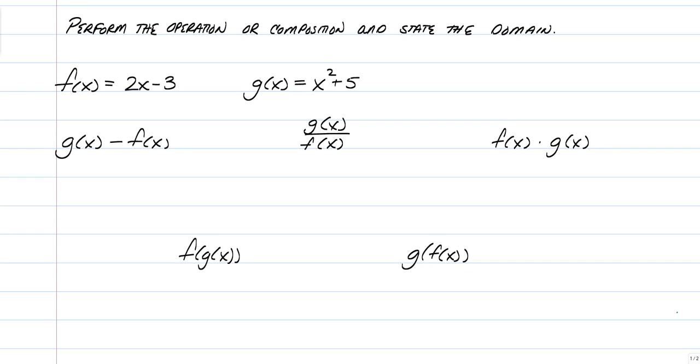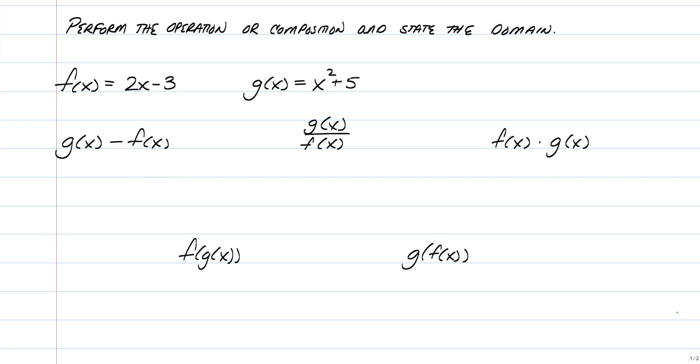So now we're going to talk about performing operations or compositions, and then we're going to state the domain. So that's why we had to talk about domain first. But this part's actually really not that bad. F of x is 2x minus 3, and g of x is x squared plus 5. So if this just tells us to do g of x minus f of x, that's all we're going to do. But we're also going to state the domain.